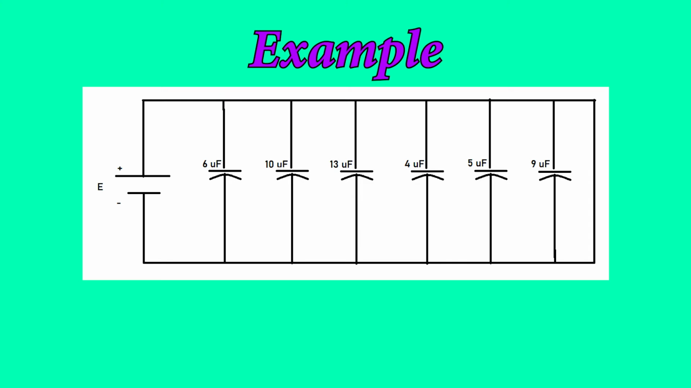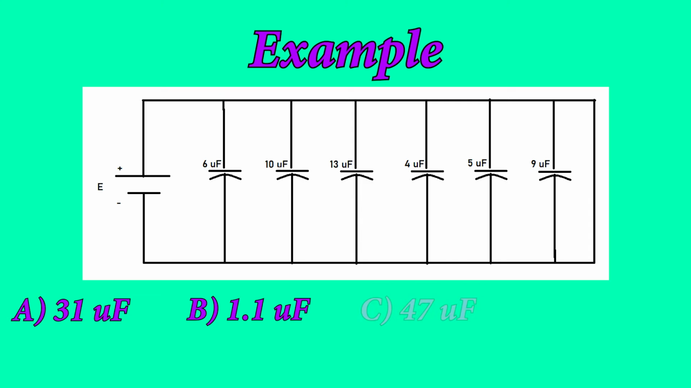Now for an example. In the above circuit we have 6 capacitors in parallel. What would the resultant capacitance be? Either A, 31 microfarads, B, 1.1 microfarads, C, 47 microfarads, or D, 14.3 microfarads.